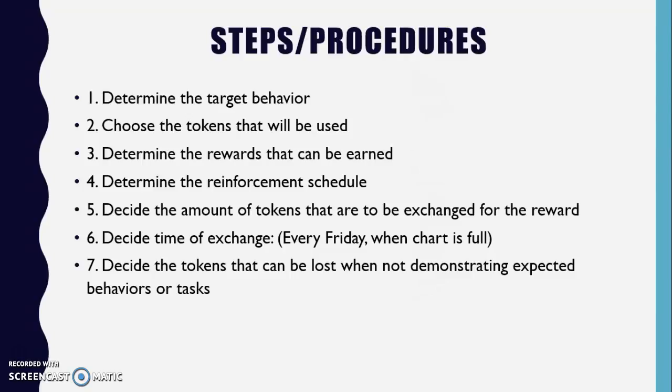So number 7, decide the tokens that can be lost when not demonstrating expected behaviors or tasks. So just as when a student is exhibiting an expected behavior, they deserve a token, if they are not exhibiting an expected behavior, they should also be losing tokens. It really depends on how you want to do it. So for an example, if they're not on task, then 1 token will be taken away.